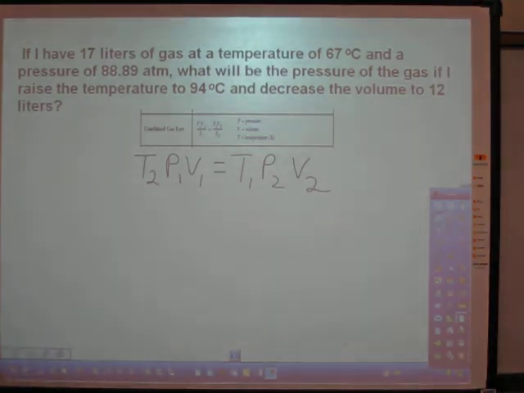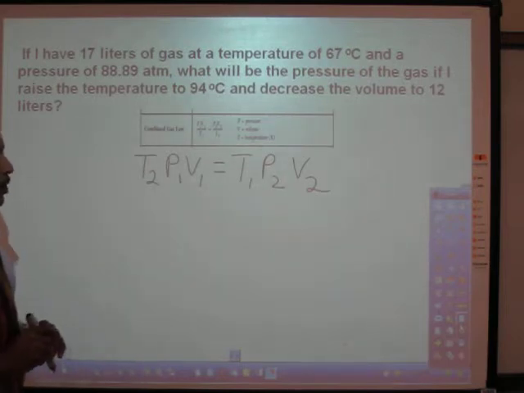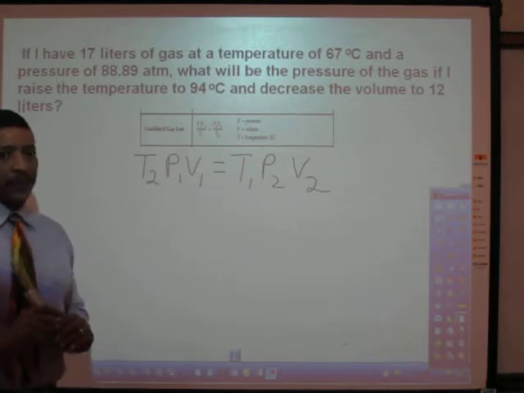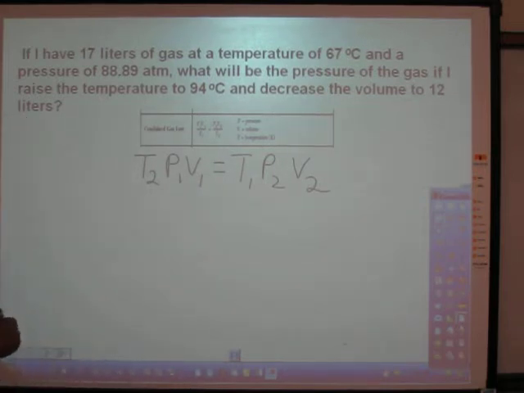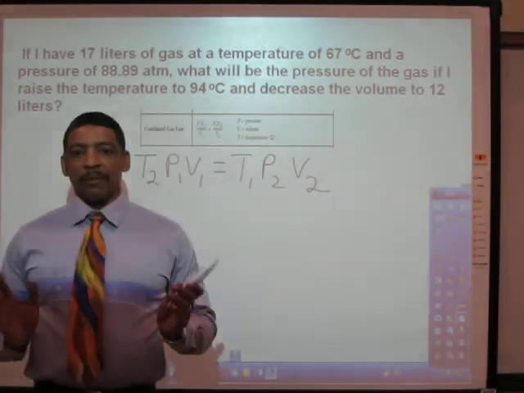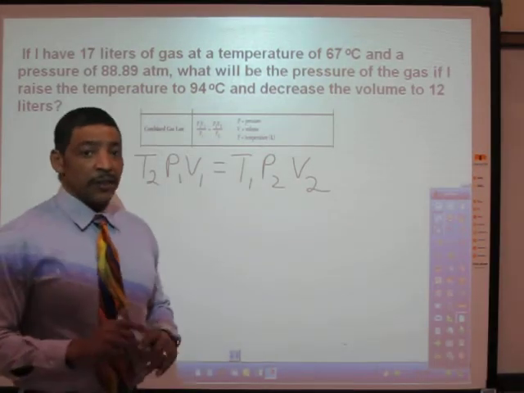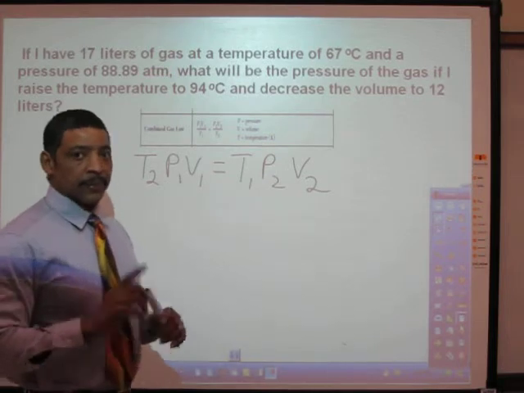If I have 17 liters of a gas at a temperature of 67 degrees Celsius and a pressure of 88.89 atmospheres, what will be the pressure of the gas if I raise the temperature to 94 degrees Celsius and decrease the volume to 12 liters? Okay, this problem is very easily solved using the combined gas law. This is how you do it.